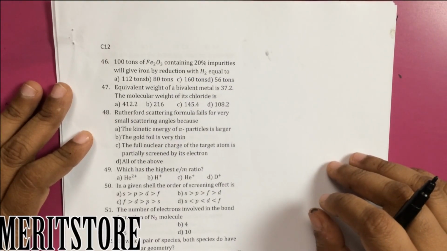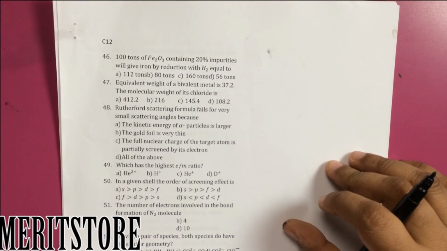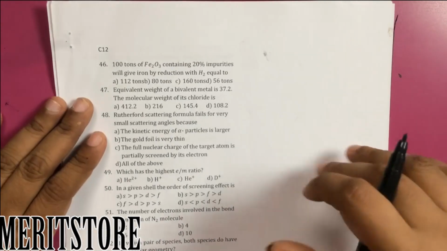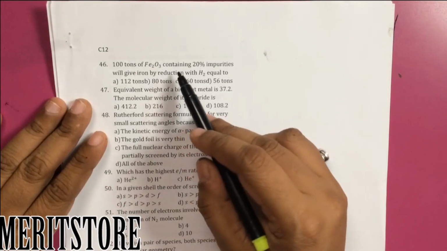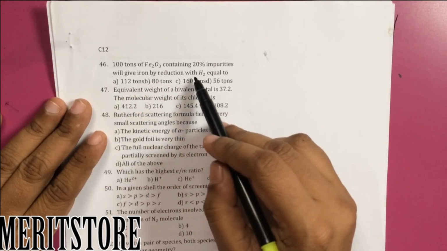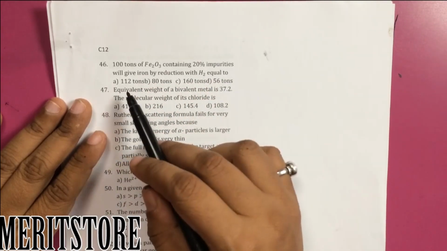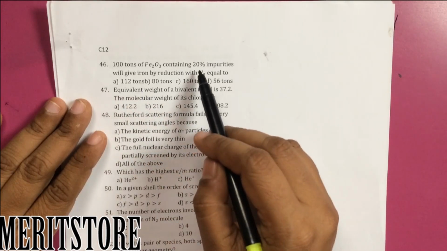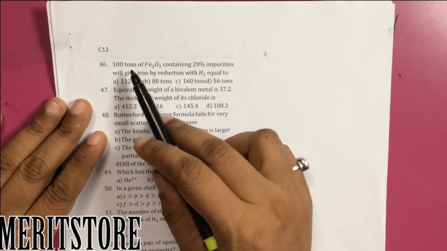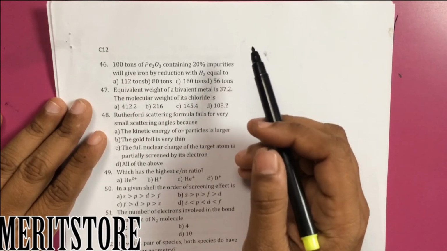We are discussing now question paper number 12. Question number 46: 100 tons of Fe2O3 containing 20% of impurities will give iron by reduction with H2 equals to. Now when I'm talking about 100 tons having only 20% impurities, 80 tons will be pure in this case because 20% is the impurity.